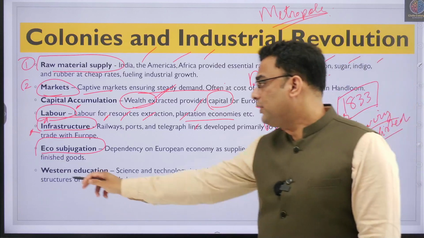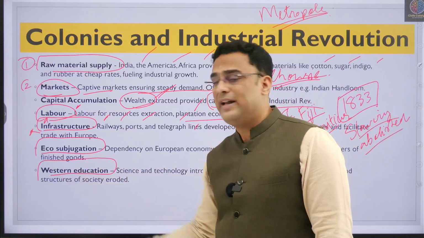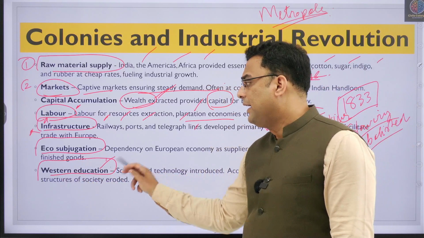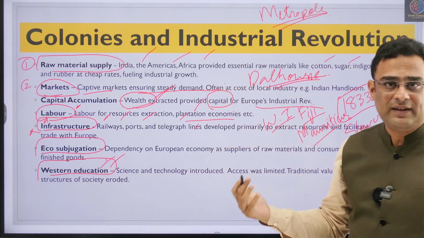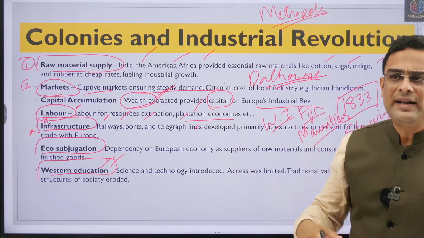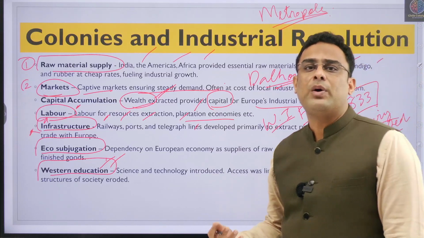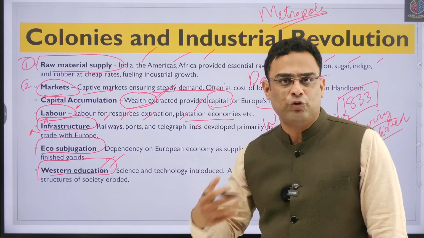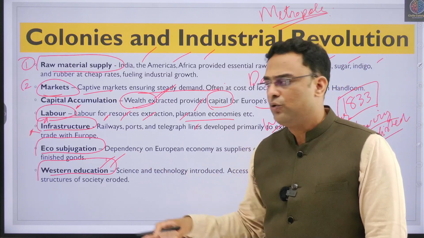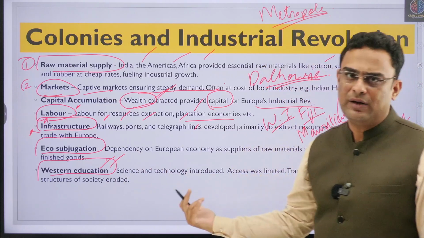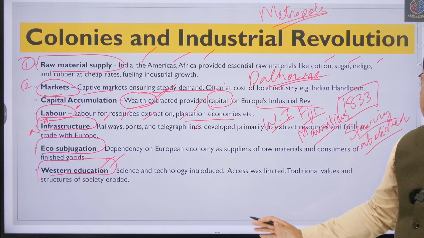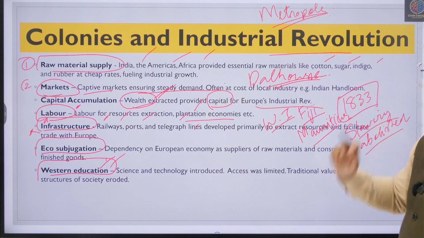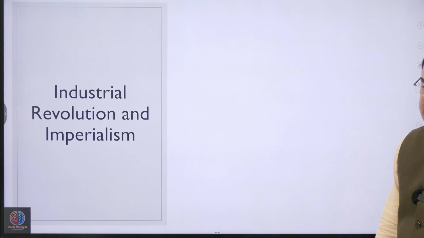Introduction of Western education, values and ideas. In some way, this is positive. Modern science, education, all of these things were introduced, but it had a negative effect also because it eroded traditional values and social structures as well. So some positives in this sense, but a lot of negatives also. So these are the factors that we can talk about regarding colonies and industrial revolution.